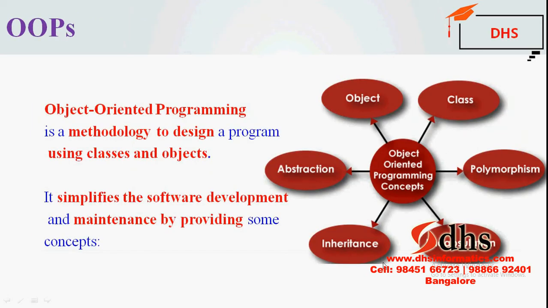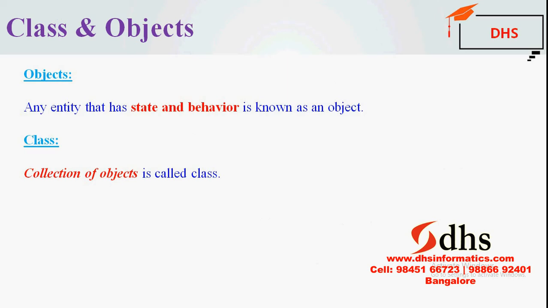Object Oriented Programming is a methodology to design a program using classes and objects. It simplifies the software development and maintenance by providing some concepts. So what is an object? Any entity that has a state and behavior is known as an object. And class is a collection of objects, or an instance of object is called a class.